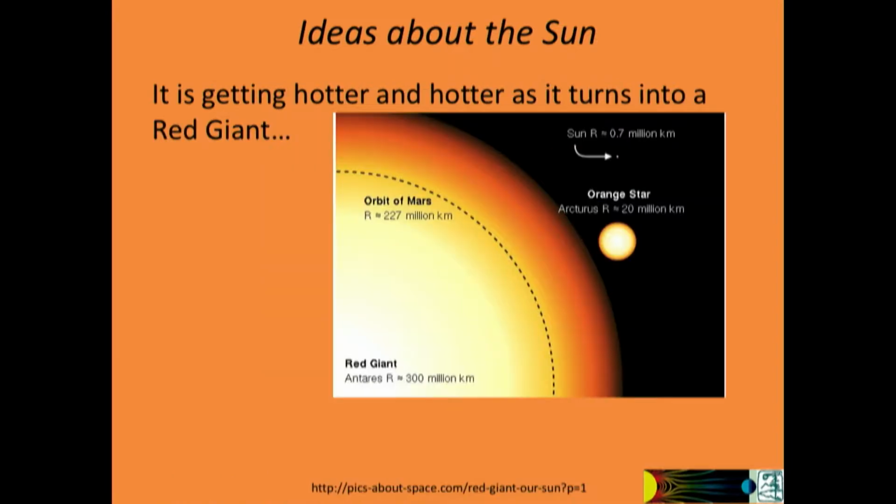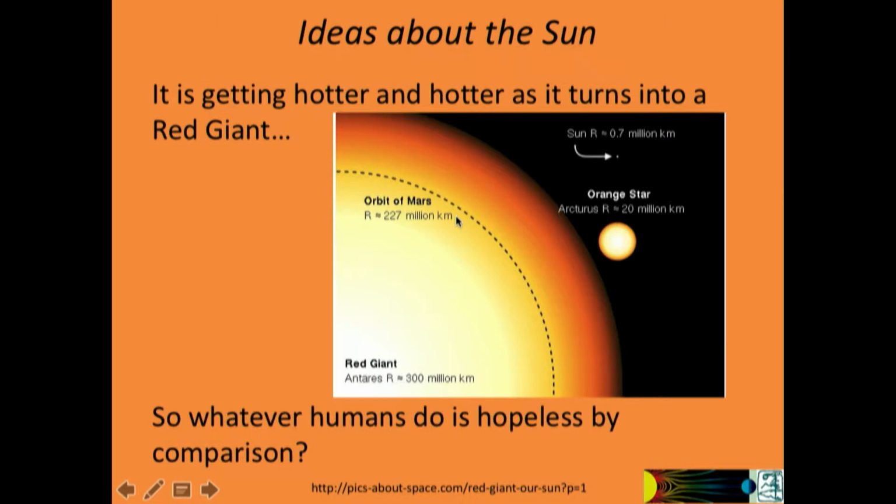Okay. Here's another idea about the sun. The sun's getting hotter and hotter as it's turning into a red giant. Here's the sun now, and in a few billion years, the sun is going to get bigger and bigger and blow up into a red giant that will first encompass the Earth and then encompass the orbit of Mars. Wow. So, does that mean that whatever humans do is hopeless?